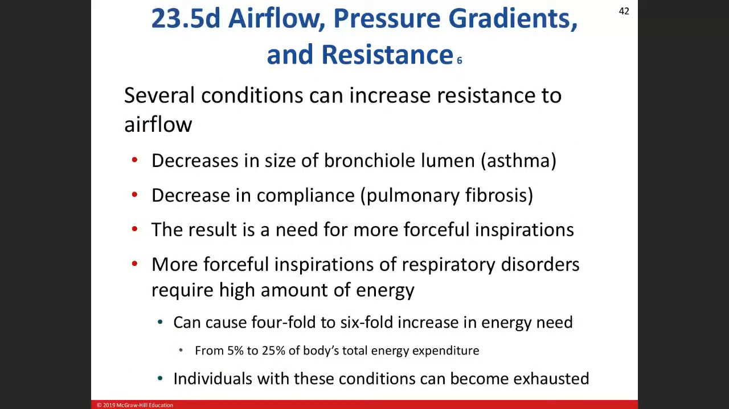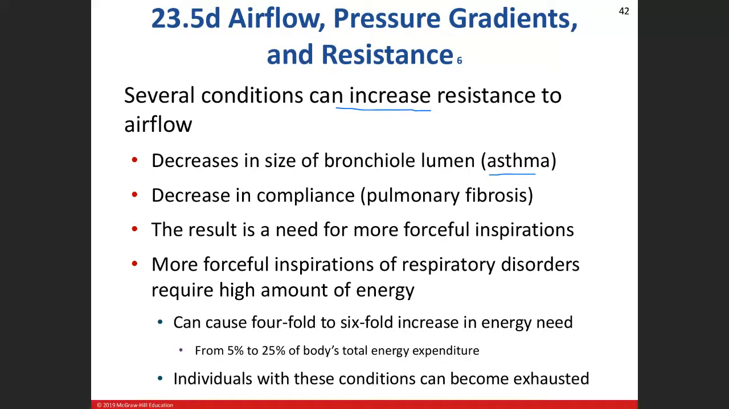All right, and finally, a couple things that will increase resistance to the airflow. Decrease the size of the lumen, you see it with asthma. Decrease in compliance, what I just talked about, pulmonary fibrosis. These things will decrease that airflow due to that increase in resistance. So in order to make up for that, we are going to have to take in a deeper breath, which means we are going to have forced inspiration, and in some situations we'll have to have forced expiration.